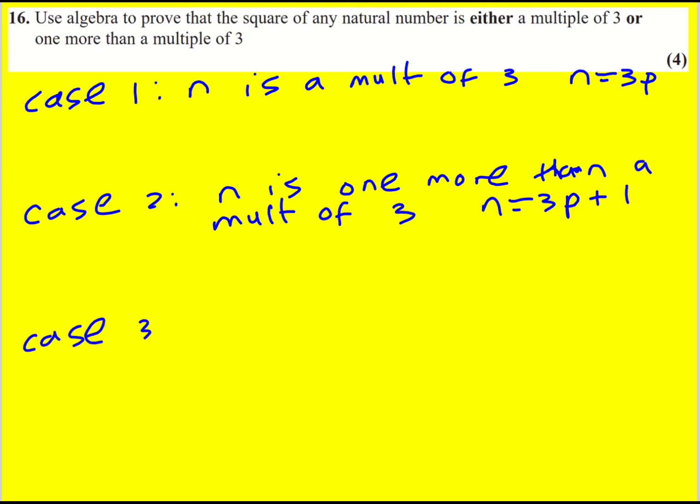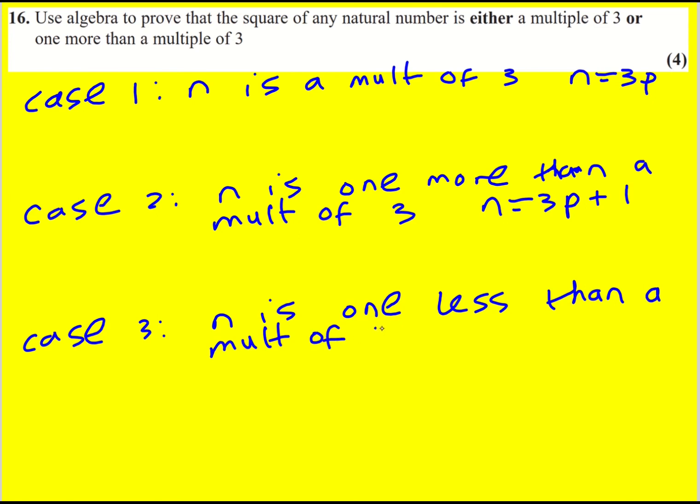And then case 3, you can either go with n is 2 more than a multiple of 3, or equivalently, it's 1 less. That's going to make the algebra slightly more simple, so that's what I'm going to go with. Okay, but that basically covers every single possible number. Every natural number has to be one of these.